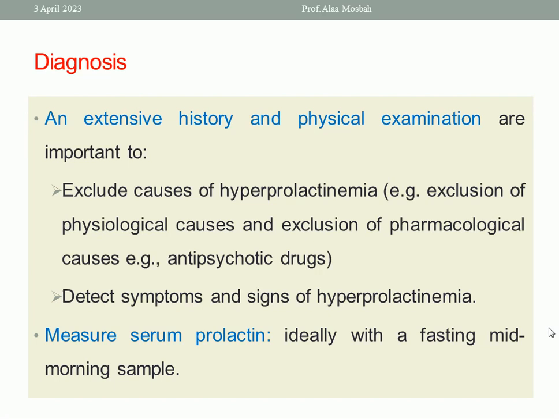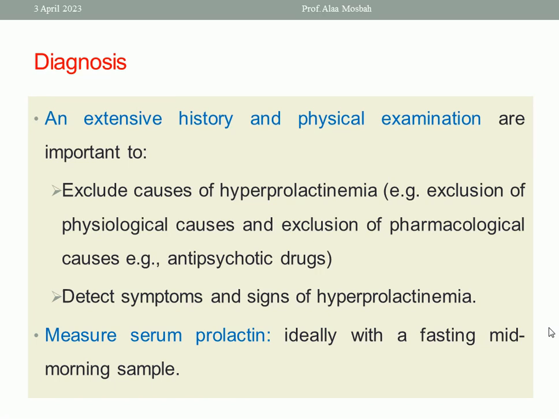Then, the next step is to measure serum prolactin. So, after you discovered the symptoms and signs of hyperprolactinemia, or may detect the etiology, symptoms and signs including the amenorrhea, galactorrhea, and so on, then you are going to test serum prolactin. Okay? Which time is best? You can do it at any time, but it was found that mid-morning and fasting is better.